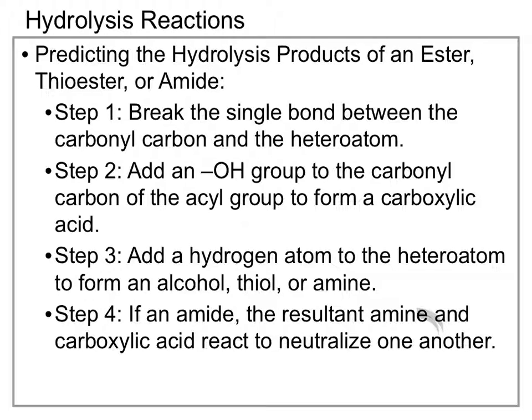of our other product. And just recall that if it is an amide, the resultant amine and carboxylic acid will react in order to form the carboxylate ion and the conjugate acid of the amine. And so let's look at some examples. Here in our first example, we have an ester, which is going to undergo hydrolysis. When it undergoes hydrolysis, our bond between the carbonyl carbon and the heteroatom is going to be broken.